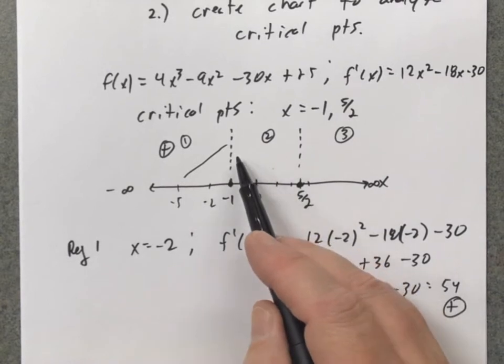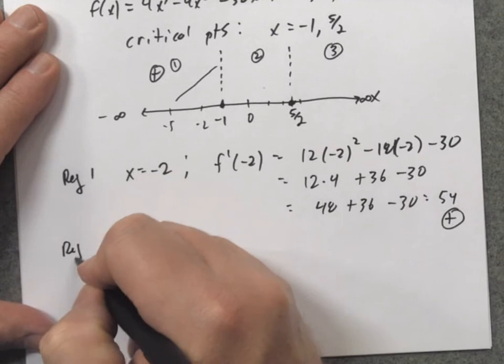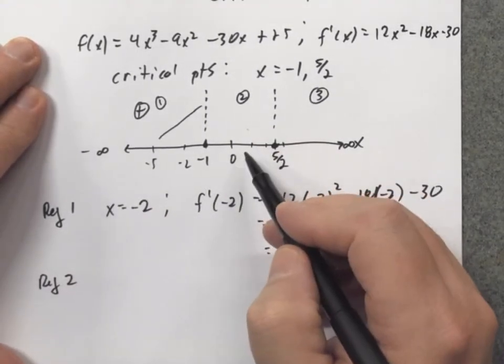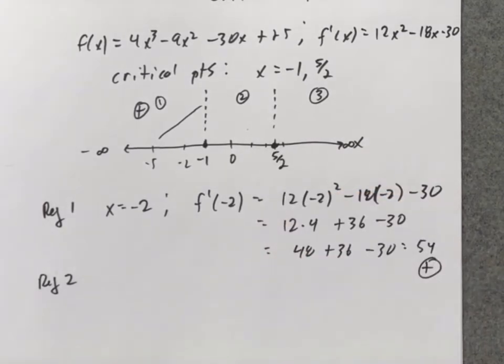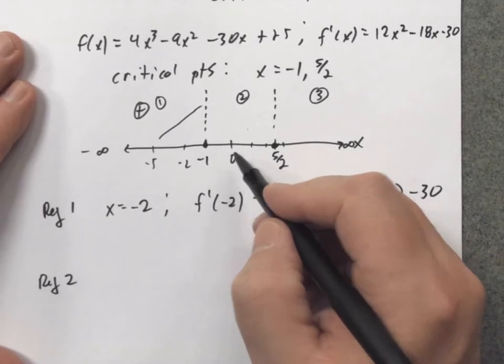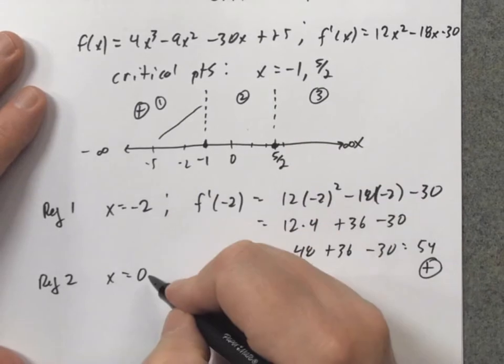What's going on in region 2? You do the same thing. I choose a value of x somewhere in region 2, and I plug that into my first derivative and see if it's positive or negative. I'm going to choose 0, just because it's easy to do math when you have 0.